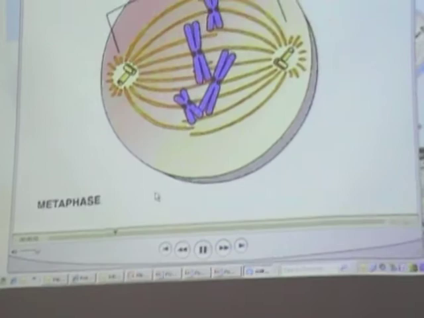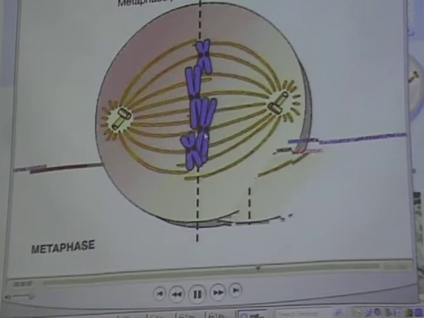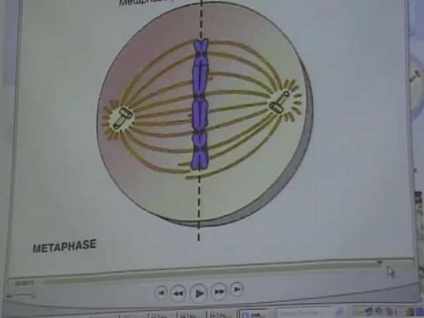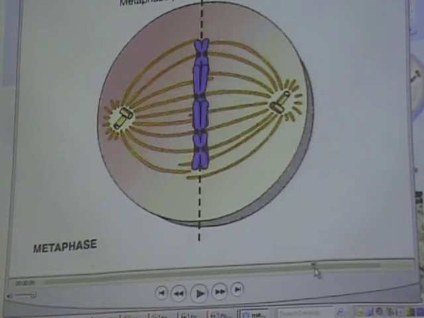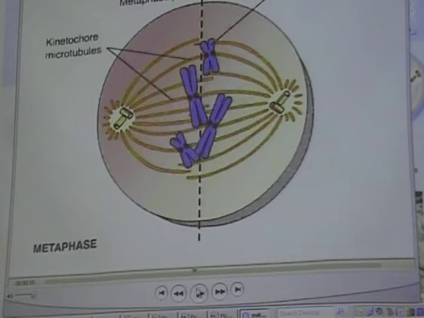the metaphase plate, an imaginary plane equidistant from the poles. Metaphase middle. They're lined up in the middle. Watch. That one's kind of center. Lined up, prophase, metaphase, curly, straight.